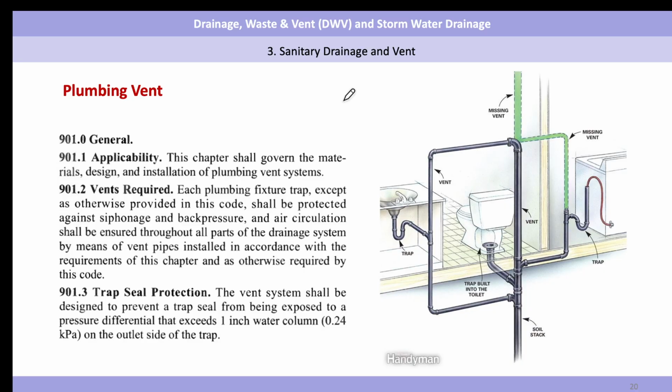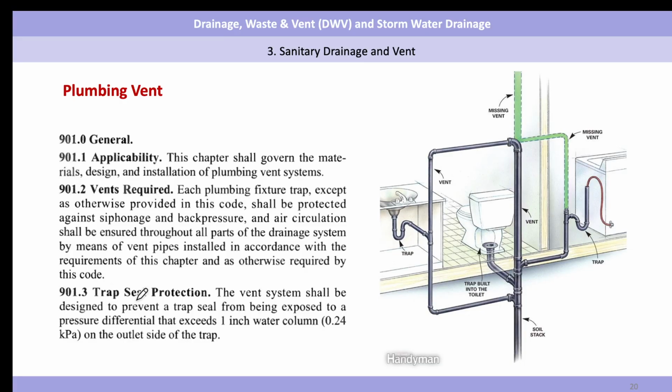Here I put the plumbing code for the plumbing vent. We can find that for the vent required, each plumbing fixture trap, except as otherwise provided in this code, shall be protected against siphonage and back pressure. So that's why we need a vent. Air circulation shall be ensured throughout all parts of the drainage system by means of the vent pipe installed in accordance with the requirements of this chapter. So, 901, this chapter, they introduce the plumbing vent as otherwise required by this code.